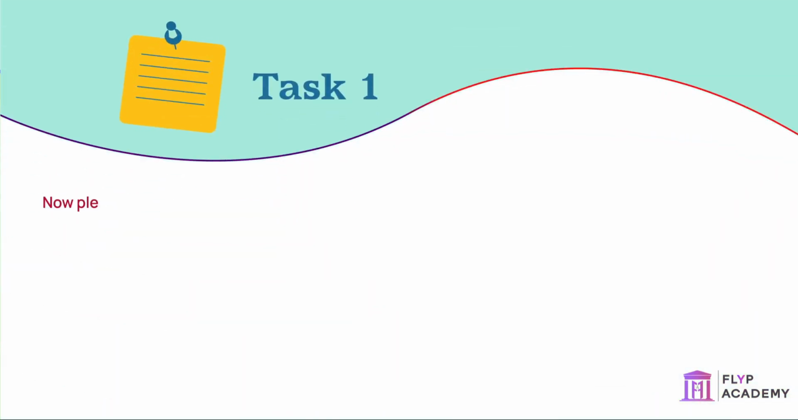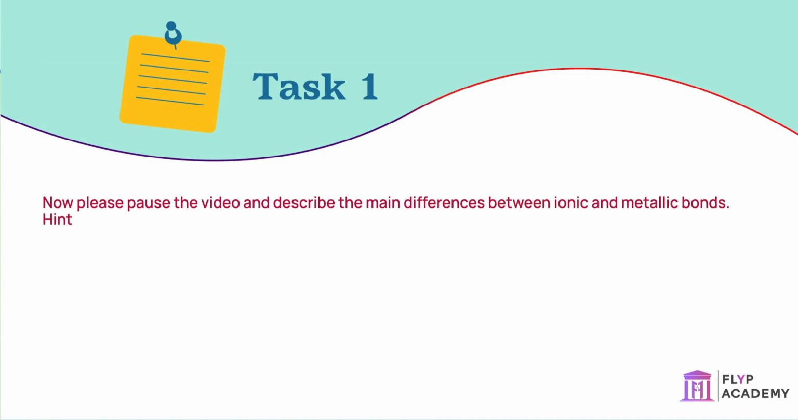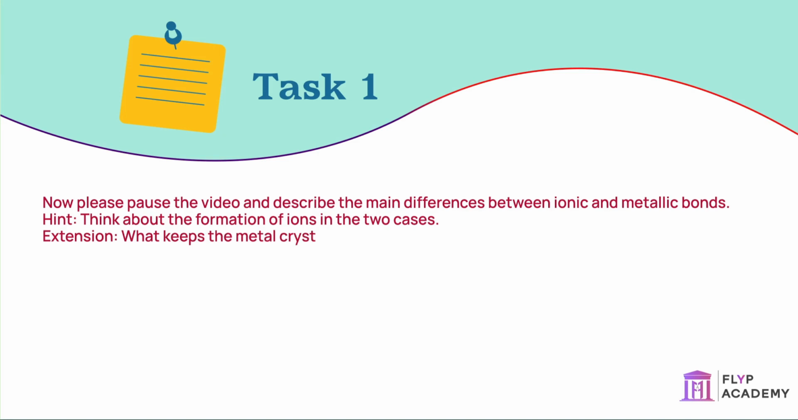Task. Now please pause the video and describe the main differences between ionic and metallic bonds. Hint: think about the formation of ions in the two cases. Extension: what keeps the metal crystal together? Now let's discuss this in detail.